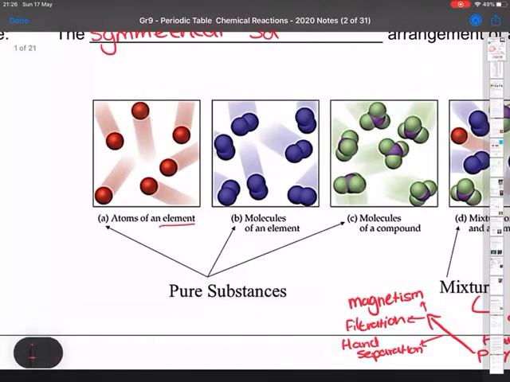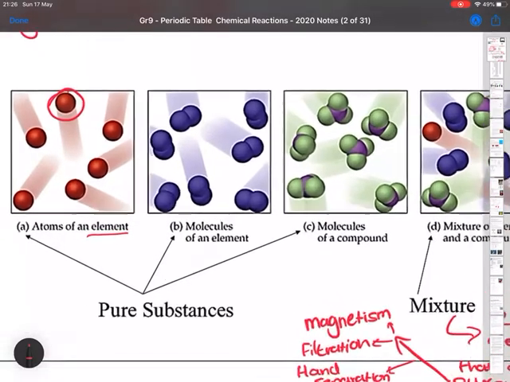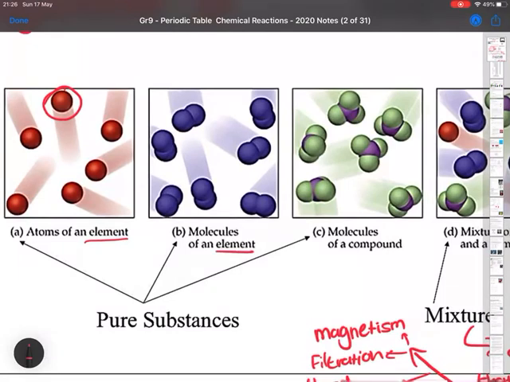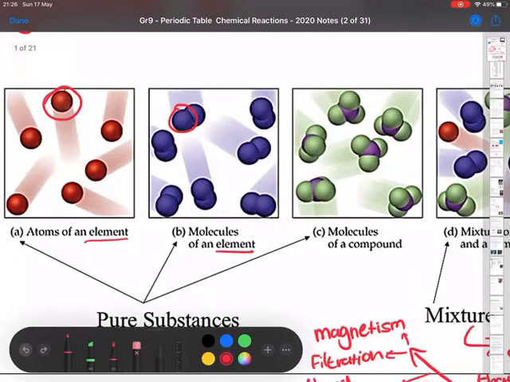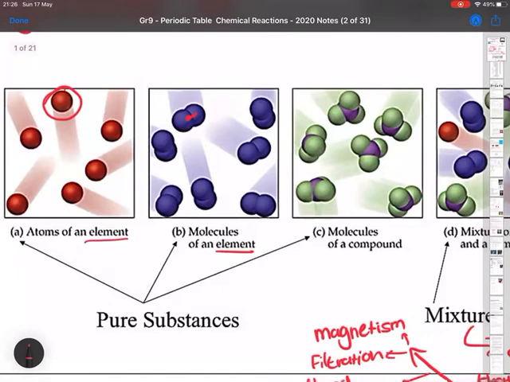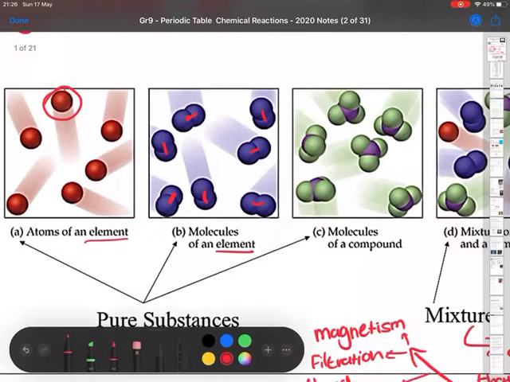Okay, so an element is a pure substance with only one kind of atom, so within the element we've only got red atoms. Here is a molecule of an element. Again, we've only got purple atoms inside there, but they are bonded together. A molecule is a group of atoms held in a fixed ratio by strong forces called chemical bonds. Between each of those purple atoms there is a chemical bond, so you cannot separate those two purple atoms by physical means. They're chemically bonded together. That's an important thing to understand.